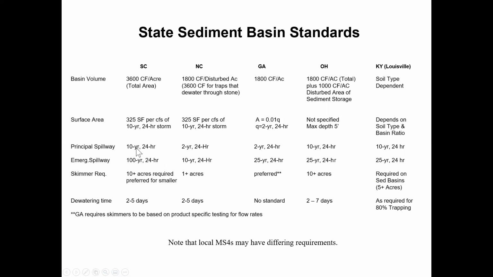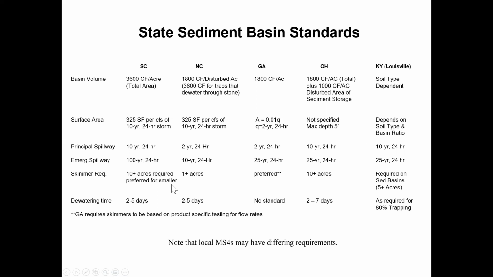Principal spillway, in this case, is typically the skimmer and then the top of the riser, if you do have a riser structure in the basin. It varies between the 2-year and 10-year storm, depending on which state you're in. Most states require an emergency spillway, and that varies from as low as the 10-year storm in North Carolina to the 100-year in South Carolina, with most other states looking at about a 25-year storm during construction. They don't make it go as far as the 100.